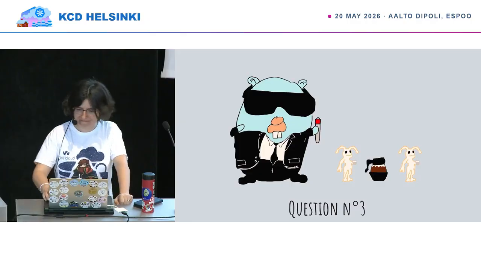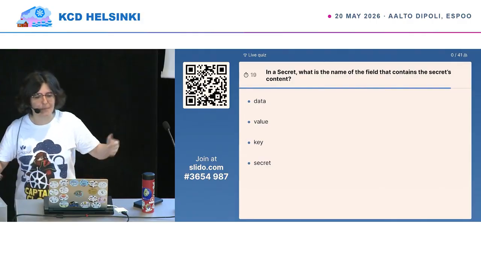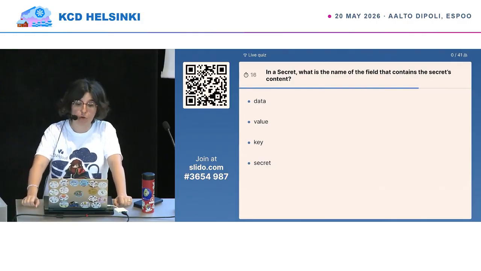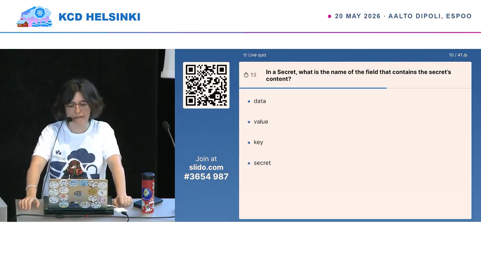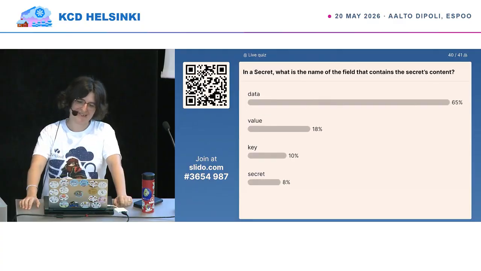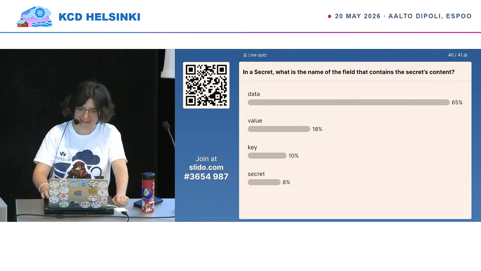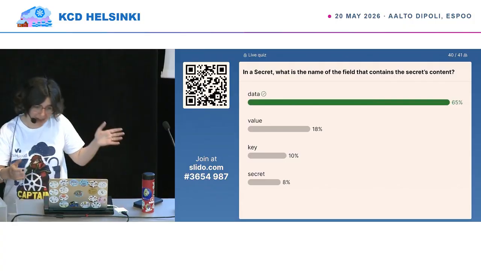Question number 3. In a secret, what is the name of the field that contains the secret content? Is it data, value, key, or secret? What is this field? Interesting. And the good answer is data. It's not value, it's not key, and not secret.